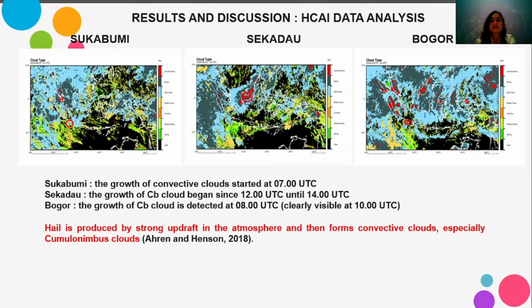Now, last is the HCAI data analysis. In Sukabumi, the growth of convective cloud started at 7 UTC. In Sekadau, the growth of cumulonimbus cloud began from 12 UTC until 14 UTC, and in Bogor it is detected at 8 UTC and clearly visible at 10 UTC. Hail is produced by a strong updraft in the atmosphere, which then forms convective clouds, especially cumulonimbus clouds.